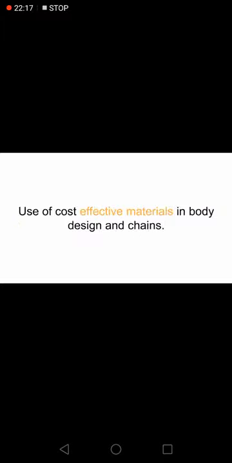Next slide. This is on the use of cost-effective material in body design and chains. Next slide. Now, the kinematic chains concern robotics and they are designed to evolve quickly.